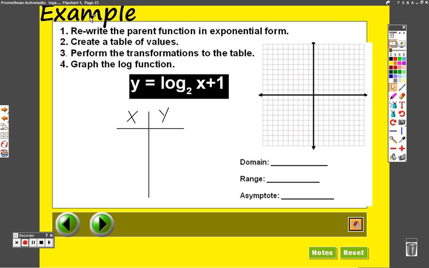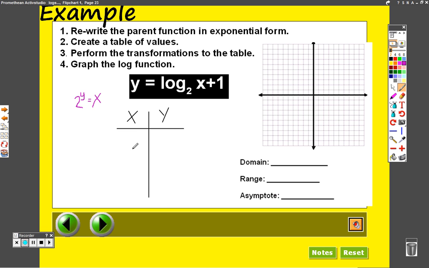Alright, I have a couple steps written for you. We're going to rewrite the parent function in exponential form. So we would write 2 to the y equals x. This +1 is outside. So in the past, we plugged in values for the x and figured out what the y would be. But our x used to be up here. Because we're in this form, it's exponential form, but because the y is in the exponent, it would be easier to plug in values for the y and find what we get for the x.